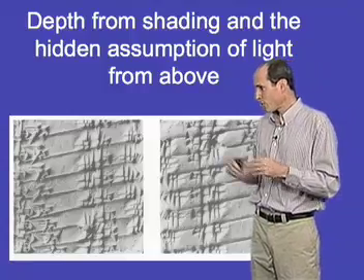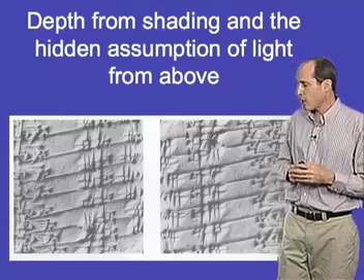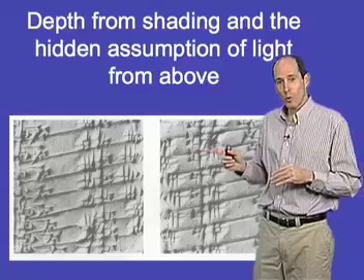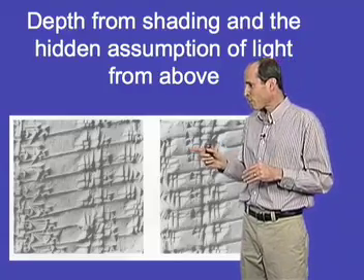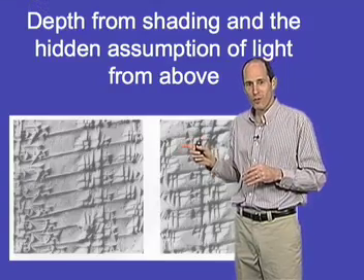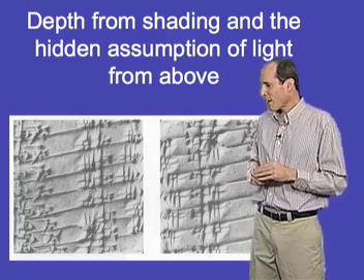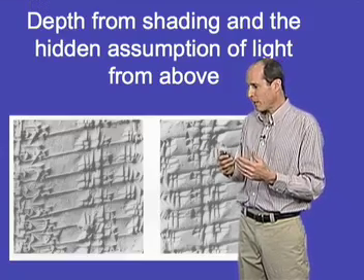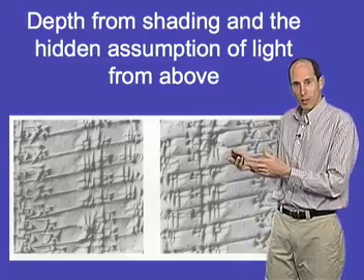So here we have, just to illustrate this type of analysis, two images of cuneiform writing. In fact, these two images are the same image. The one on the right differs from the one on the left only by virtue of having been rotated 180 degrees. And yet I think we can appreciate that the one on the left looks as if the cuneiform is coming out at us from the plane, and the one on the right looks like the cuneiform is receding into the plane.